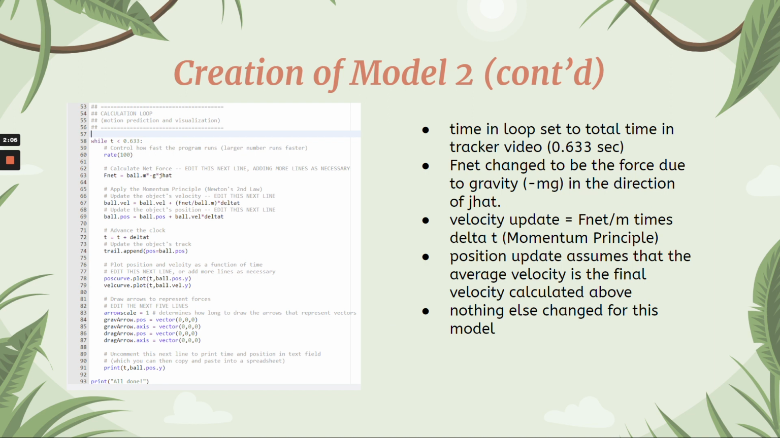And then for the loop, I set the time in the loop to the total time in the Tracker video, which was 0.633 seconds. And then I changed F net to be the force due to gravity, negative mg, in the direction of j hat. And then for velocity update, I set that equal to F net over m times delta t, which is seen in the momentum principle. And then position update assumes that the average velocity is the final velocity calculated above. And then nothing else changes for this model.